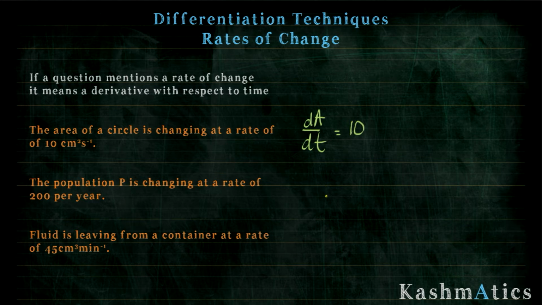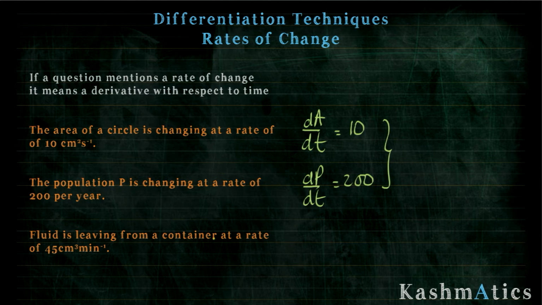The next one, the population P is changing at a rate of 200 per year. So dP by dt equals 200. Now with these two here, I'm actually assuming it's increasing. So the area is increasing and the population is increasing. Otherwise, if it was decreasing, these would be negative.